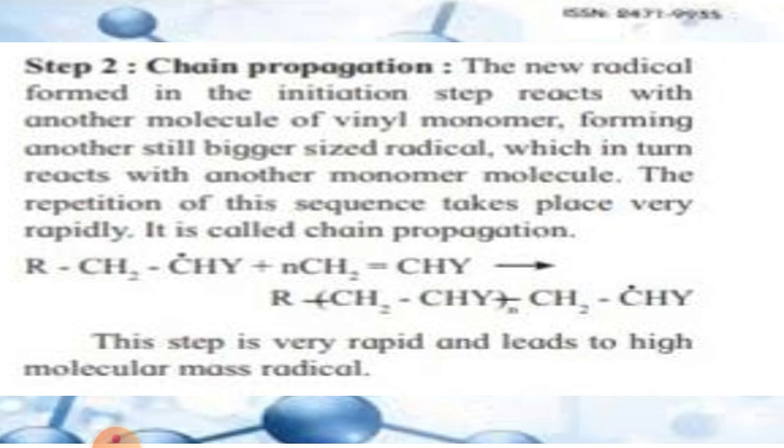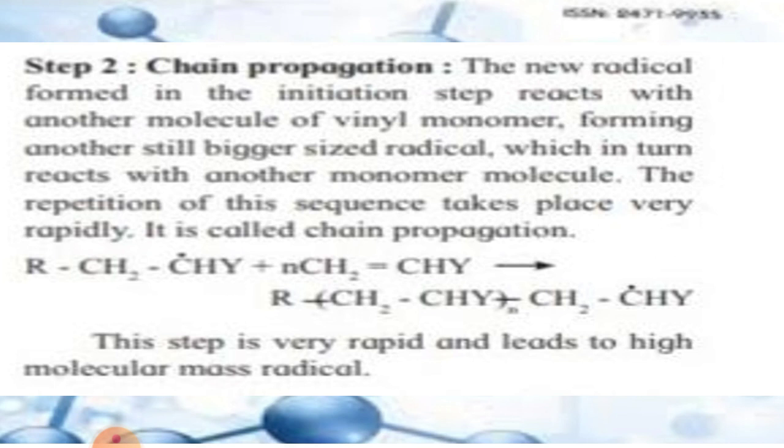Initiate means to start. Now your monomer has been initiated, a free radical has started on it. A free radical has been formed on that monomer. Now that monomer will propagate. That monomer free radical will propagate further to another monomer molecule. Here in the reaction we have taken RCH2, CH free radical, which has been developed on this carbon Y.